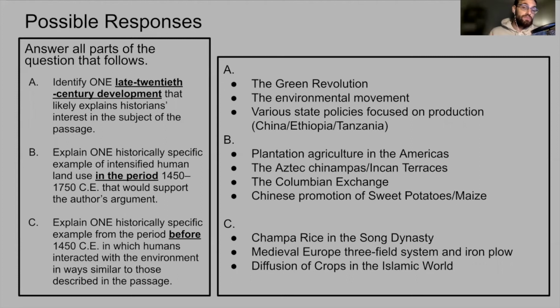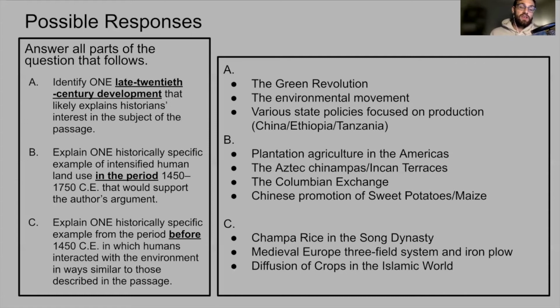In terms of question B, I'm thinking about a historic example from that time period that goes along with the author's argument about intensified use of the land, a single crop, as well as the environmental damage or loss of diversity that comes with that. I'm thinking about plantation agriculture in the Americas. I'm thinking about the indigenous Americans and their various agricultural implements, such as chinampas and terraces. The Columbian Exchange would also seem to be a pretty slam dunk if we need to talk about an example from that time period, as well as the Chinese promotion of sweet potato and maize cultivation under the Ming Dynasty, which they got from the Spanish in the Philippines.